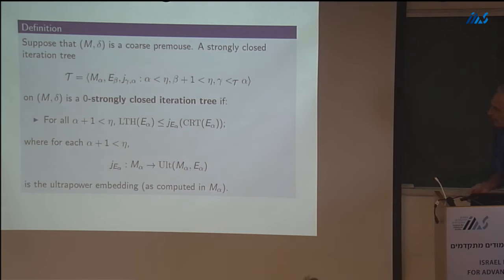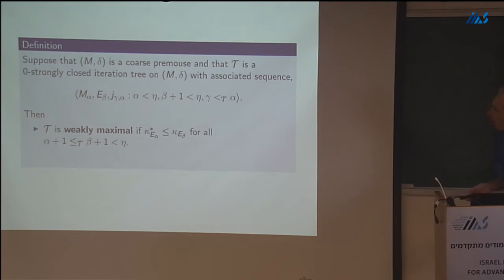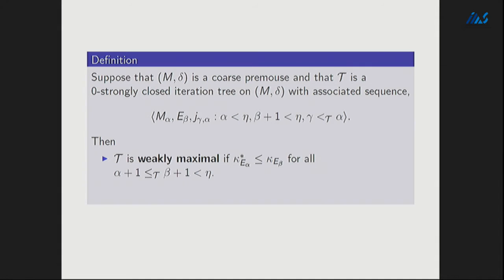Why the zero? Well, there's one strongly closed, two strongly closed. There's a whole hierarchy. But for the things we're interested in, by a recent result, the hierarchy collapses. All right, so I need to make one more definition. So we've now isolated on zero strongly closed iteration trees.